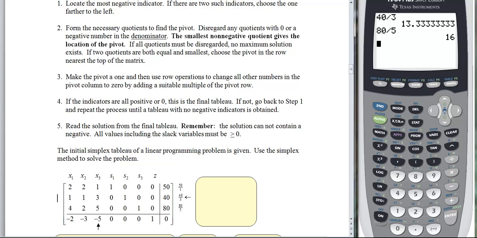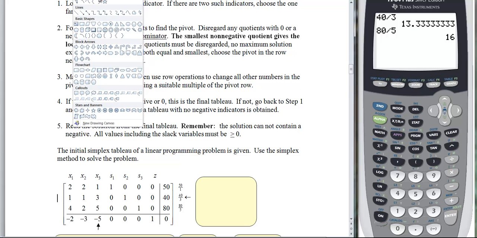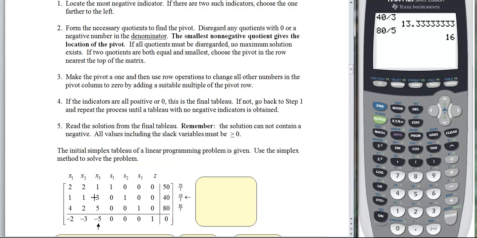So let me insert a shape, because you really need to show where your pivot is and what your pivot is, because that way you can concentrate on it. Hold on, I'll make it appear here in just a second. So there's my pivot.